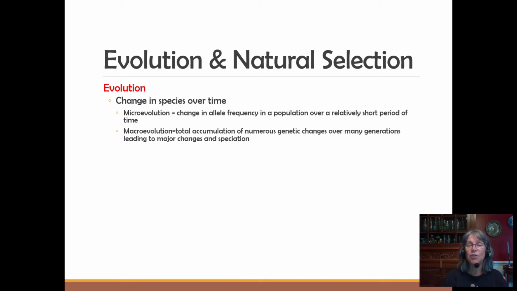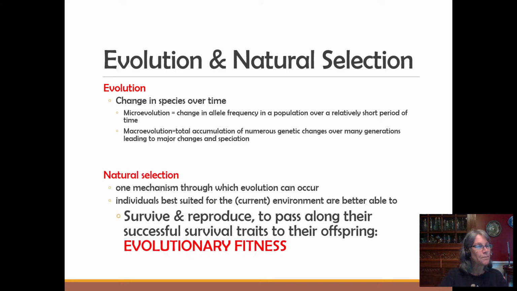Macroevolution is the accumulation of all those small genetic changes over time, leading to a larger cumulative impact of genetic changes that lead to major changes in genotypes and ultimately to speciation. Natural selection is one mechanism through which evolution can occur.